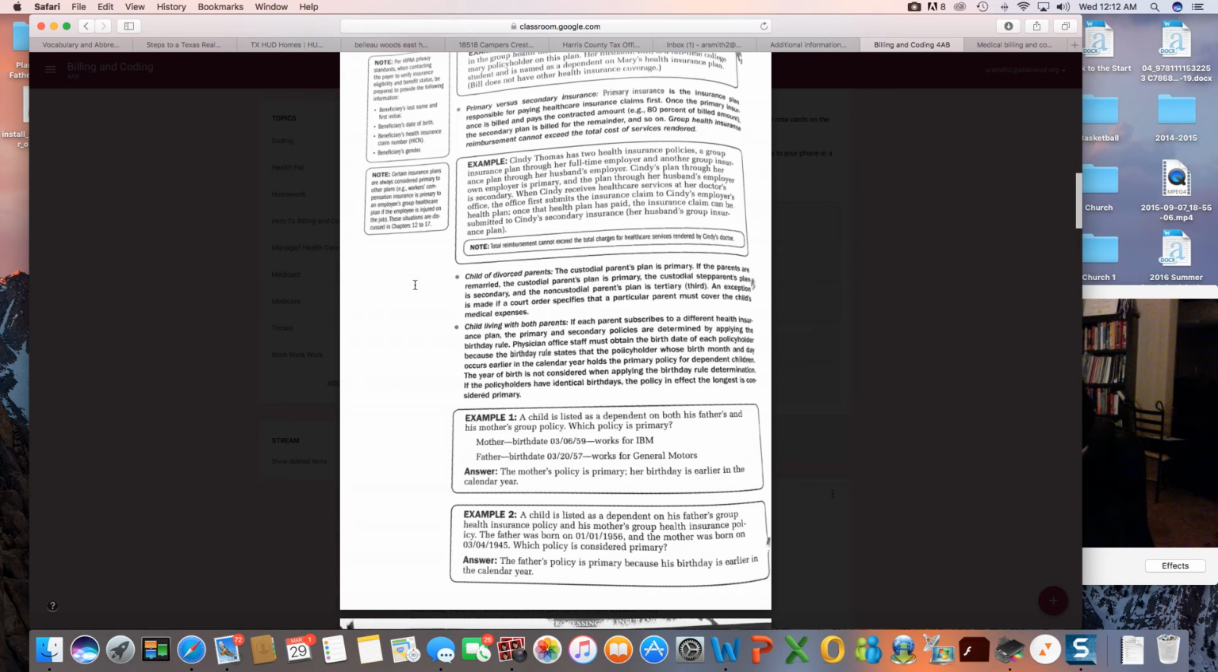Example 2. A child is listed as a dependent on his father's group insurance policy and his mother's group health insurance policy. The father was born January 1st, 1956, and the mother was born on March 4th, 1945. Which policy is considered primary?